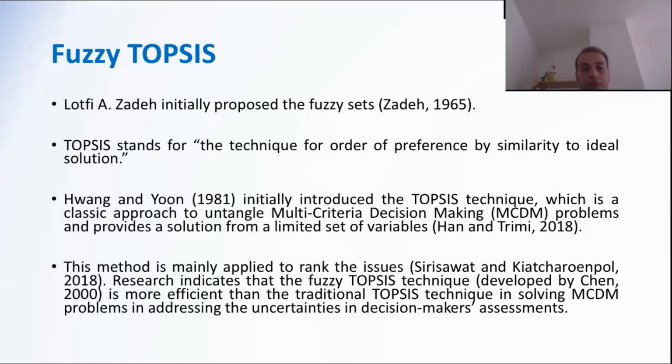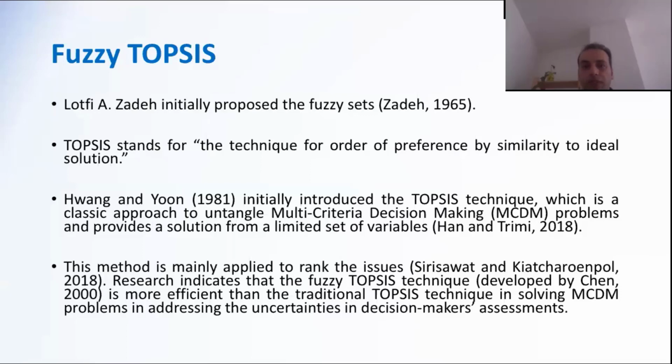1965. And researchers Hwang and Yoon initially introduced the TOPSIS technique, which is a classic approach to solve the MCDM problems and provides a solution for a limited set of variables. Researchers indicate that fuzzy TOPSIS is mainly applied to rank the issues, and this technique is more efficient than the traditional TOPSIS technique in solving MCDM problems, in addressing the uncertainties in decision-making assessments, because it uses a fuzzy normalized matrix.